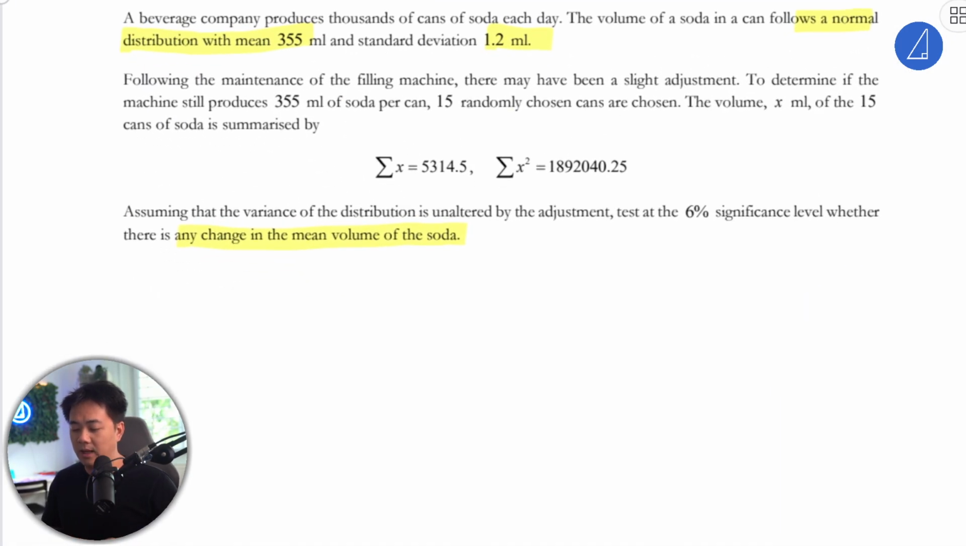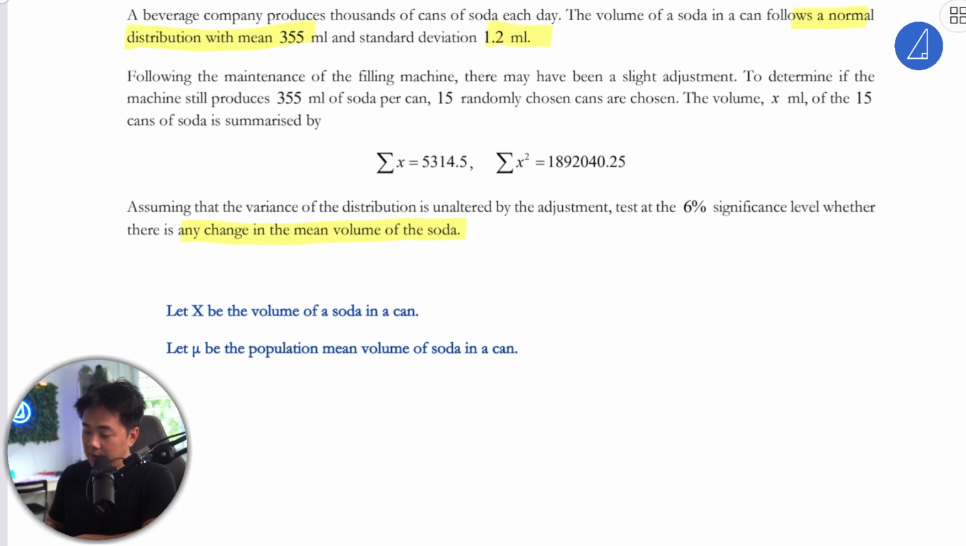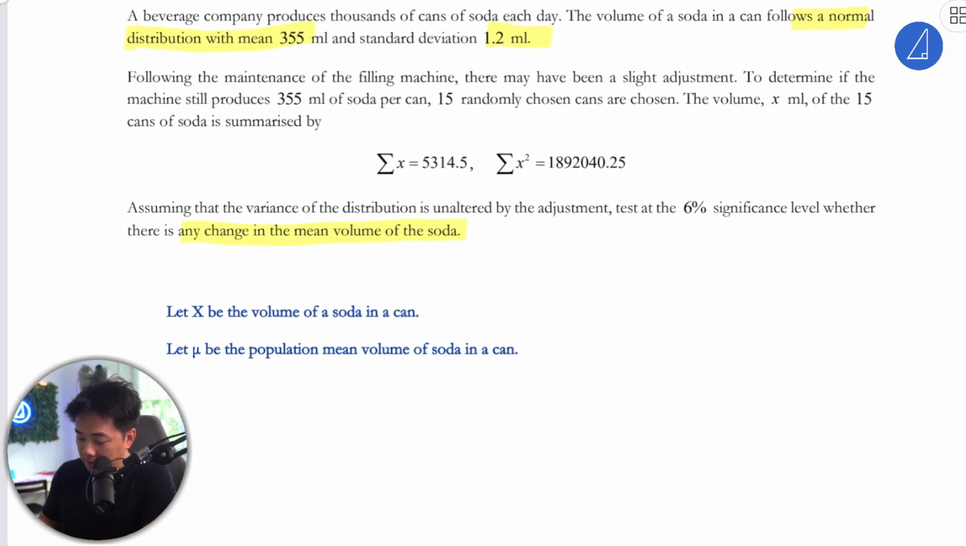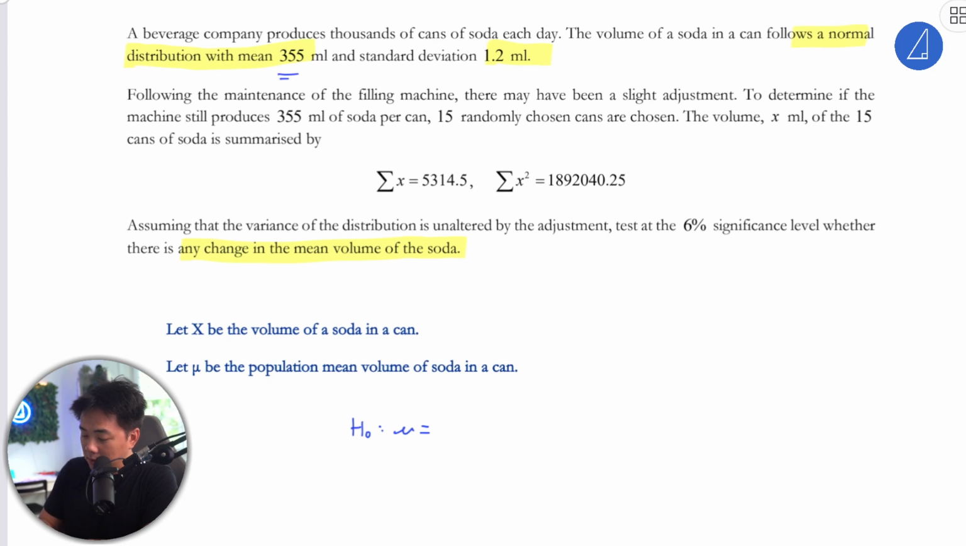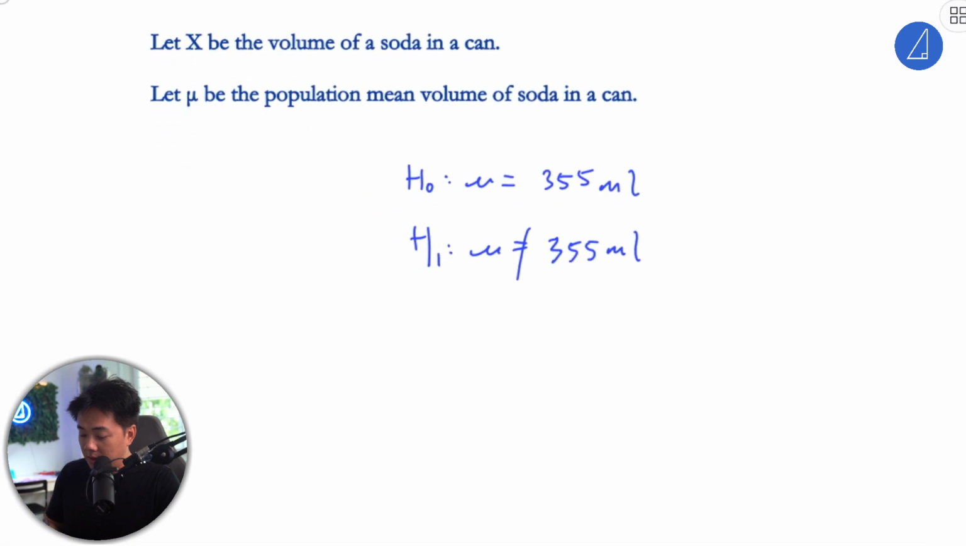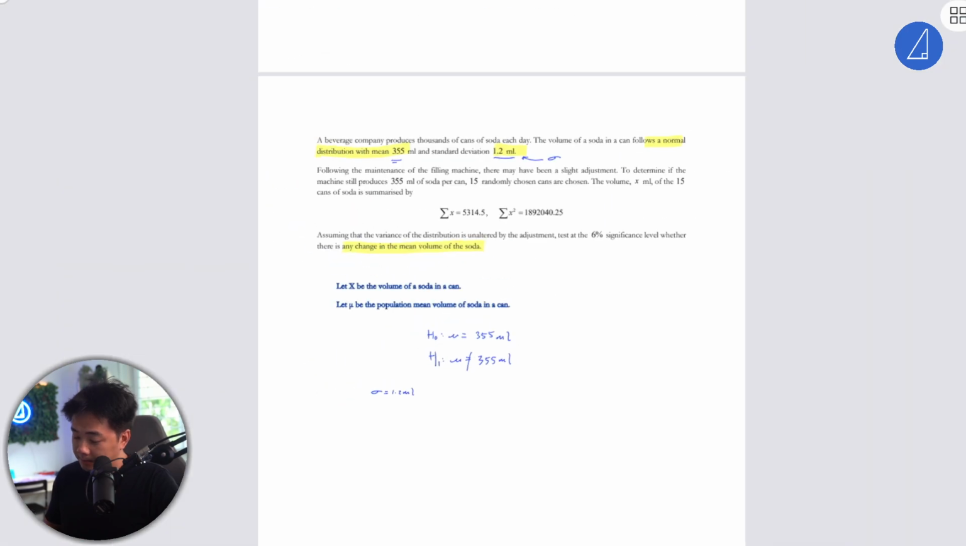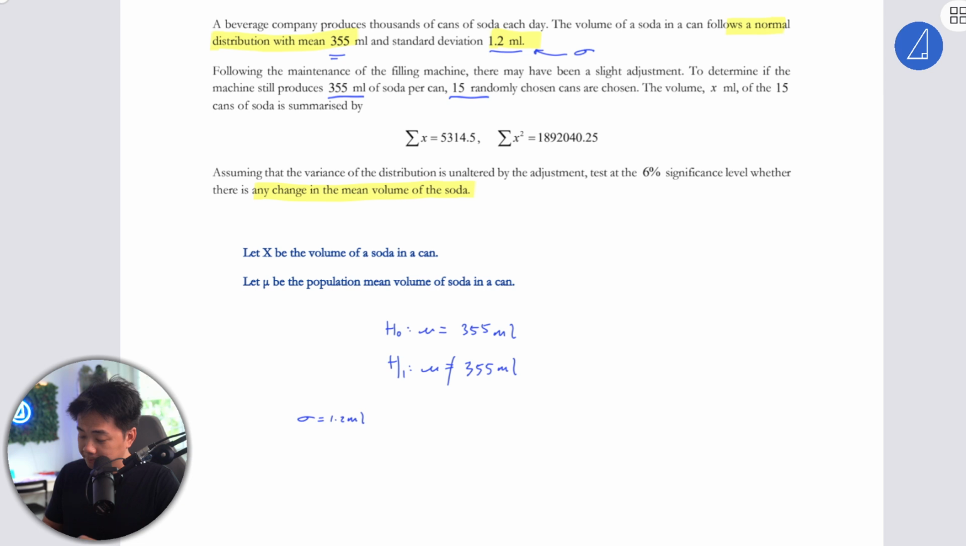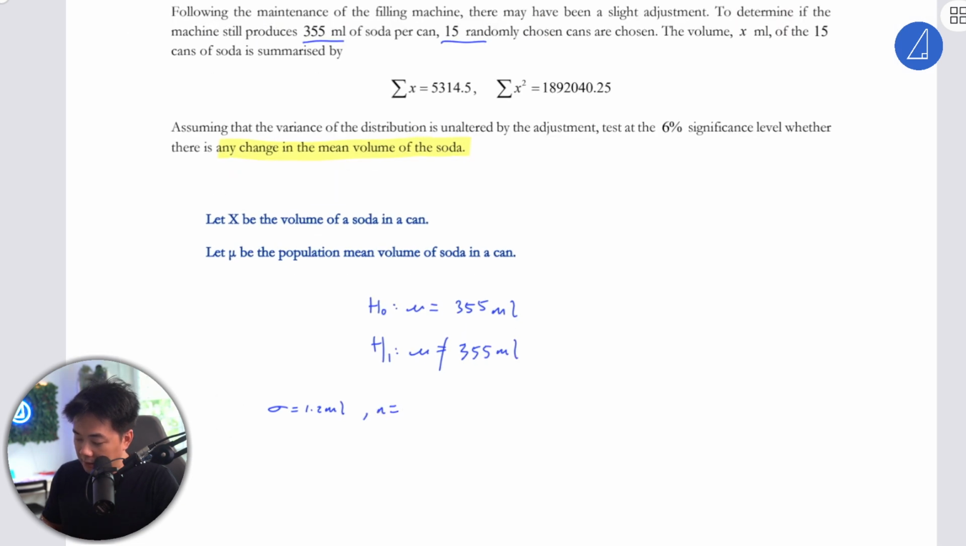So what I'm going to do is write everything down and define everything. In this case, H naught: the population mean mu is 355 milliliters. Then H1, the alternative hypothesis, is mu not equal to 355 ml. This standard deviation was given to us, so this is a population standard deviation, 1.2 ml. Then n is equal to 15.